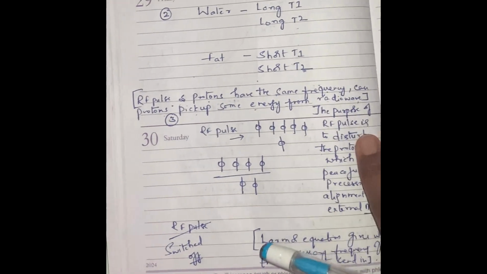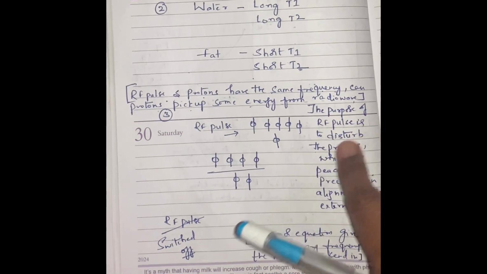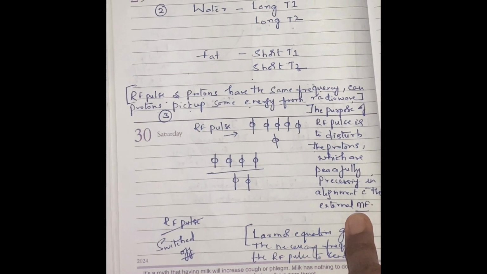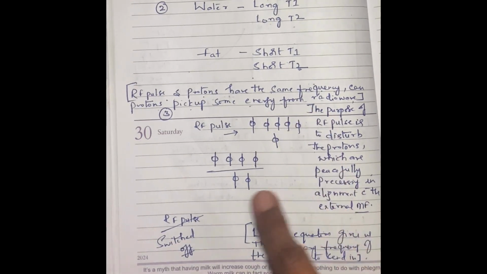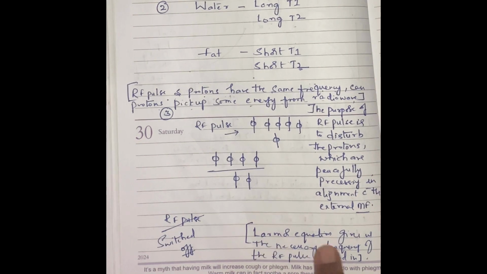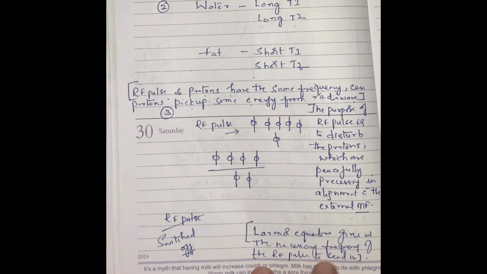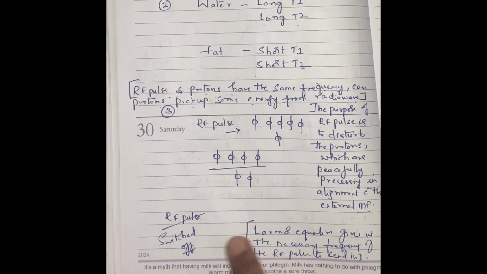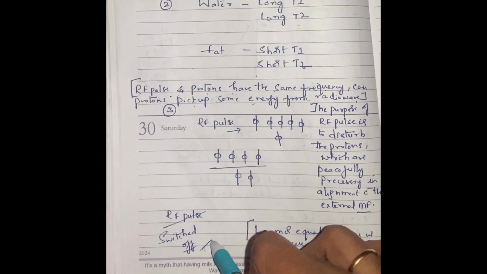So what does this radio frequency pulse do? The purpose of this radio frequency pulse is to disturb the protons which are peacefully precessing in alignment with the external magnetic field. So how do you know the frequency of these protons? The Larmor equation gives us the necessary frequency of the radio frequency pulse to send in. Got it? So this one you understood. Now what happens when the radio frequency pulse is switched off?